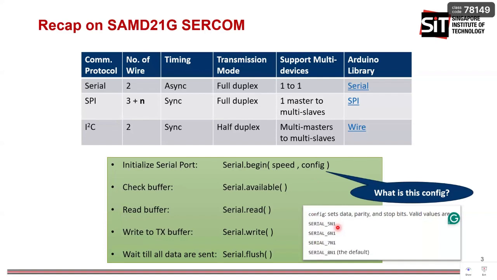If you do not put in any configuration over here, by default, it will be 8-bit, non-parity, and 1 stop bit. So the 8 and 1 have a special meaning to the configuration. To find out more, you can go back to Serial to have a look.